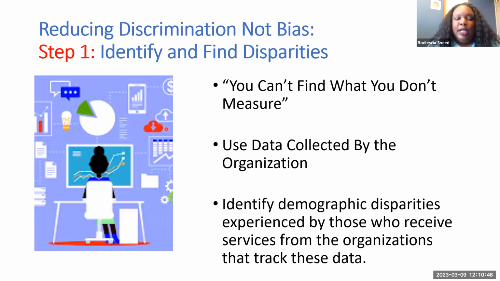The first thing that they suggest is that it's important for organizations to identify and find disparities. And so it's important for organizations to actually use data. There's an old saying, you can't find what you can't measure. So it's really important for our organizations to actually use all of the data that we collect. All of our organizations collect data on demographic characteristics. They all collect data specific to health outcomes that they care about. And so it's really important for organizations to look for disparities, to determine where the disparities are, and to identify them among the people that are getting services from our organizations.